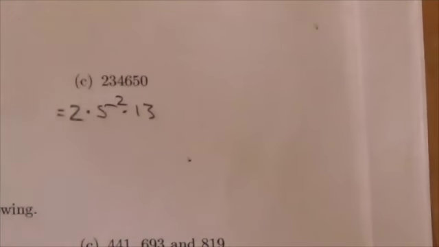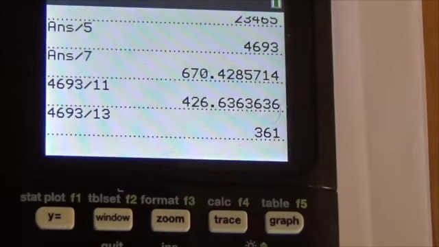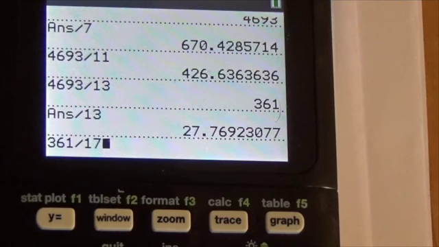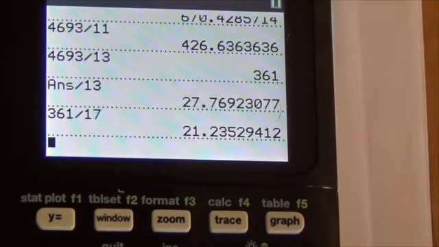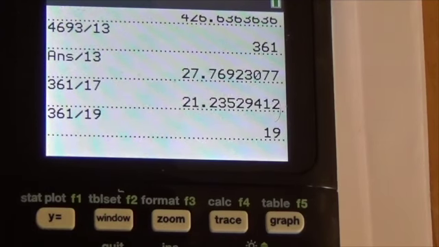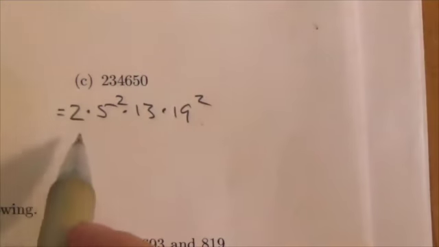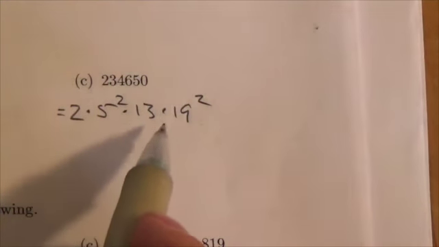Now the question is, how many 13s? So we got 361. Is that divisible by 13? Nope, it's not. So 361, we're going to divide that by the next prime number. And after 13, the next prime number is 17. Nope, not divisible by that. So 361 divided by, what's the next prime number? 19. And we get 19, and there's our end. Okay, there was 2 19s in there, so it becomes 2 times 5 squared times 13 times 19 squared.